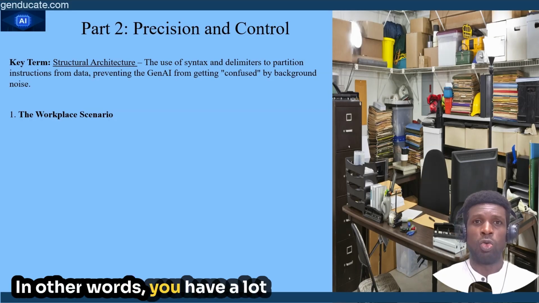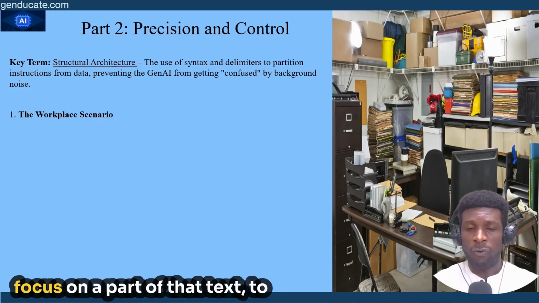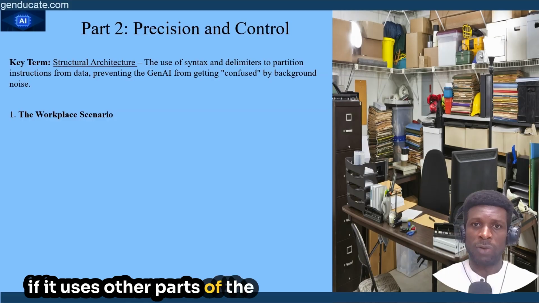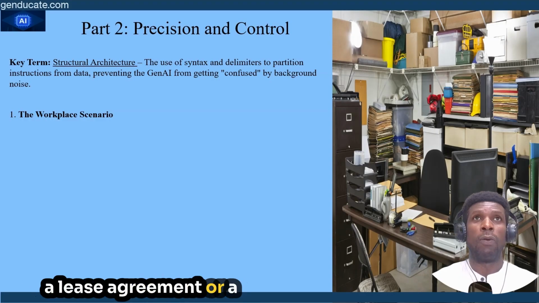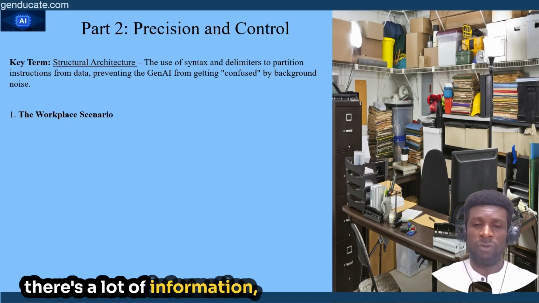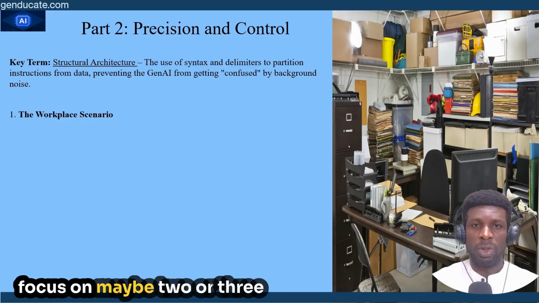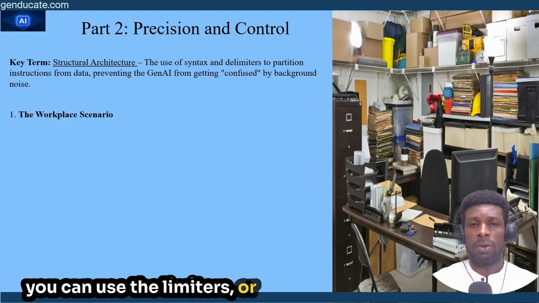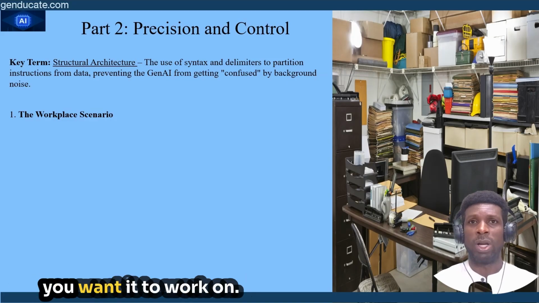In other words, you have a lot of text given to generative AI, but you want generative AI to focus on a part of that text, because if it uses other parts of the text, it might be incorrect. For example, if you have a lease agreement or a regulatory document that might be 50 pages, but you want generative AI to focus on maybe 2 or 3 pages, you can use the delimiters or syntax to make generative AI focus on the part that you want it to work on.